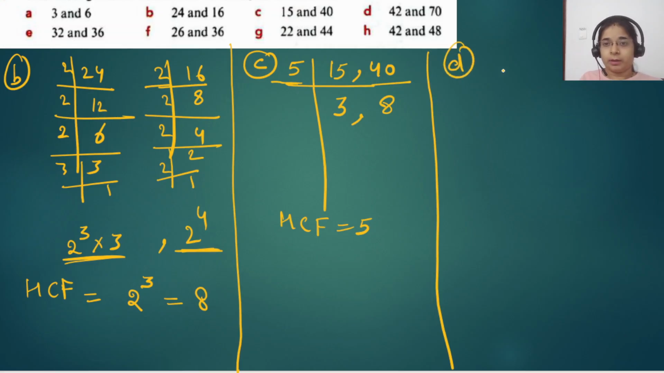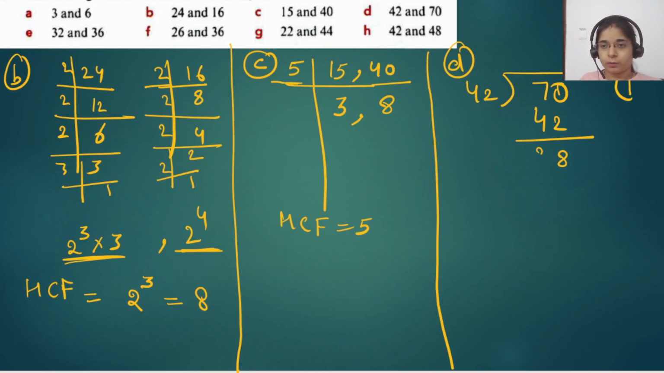And in the D part, let's try the long division method. So the bigger number is 70 and the smaller number is 42. I'm going to divide 70 by 42. Let's try it. 42 2s is 84. So this will go with 1 only. 42 ones are 42. What will be the remainder? The remainder here is, wait a minute. The remainder here is 10 minus 2, 8, and then 6 minus 4, 2, 28.